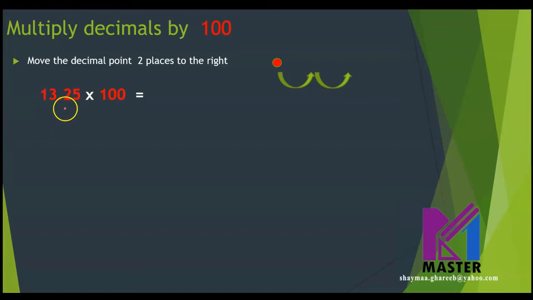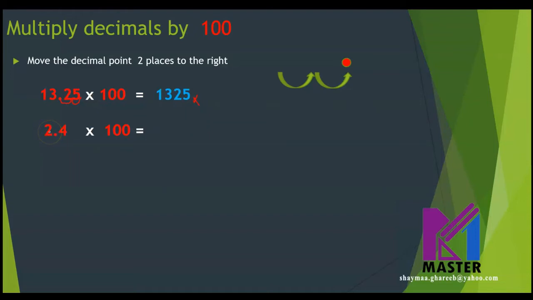Okay, let's do this on our number. So this is the decimal point. I will move it 1. So this is only 1 place, then 1 more place. So it will be 1,325. We don't put the decimal point at the end of the number as long as we don't have any more digits after. So it will be just 1,325. Now let's do another example.